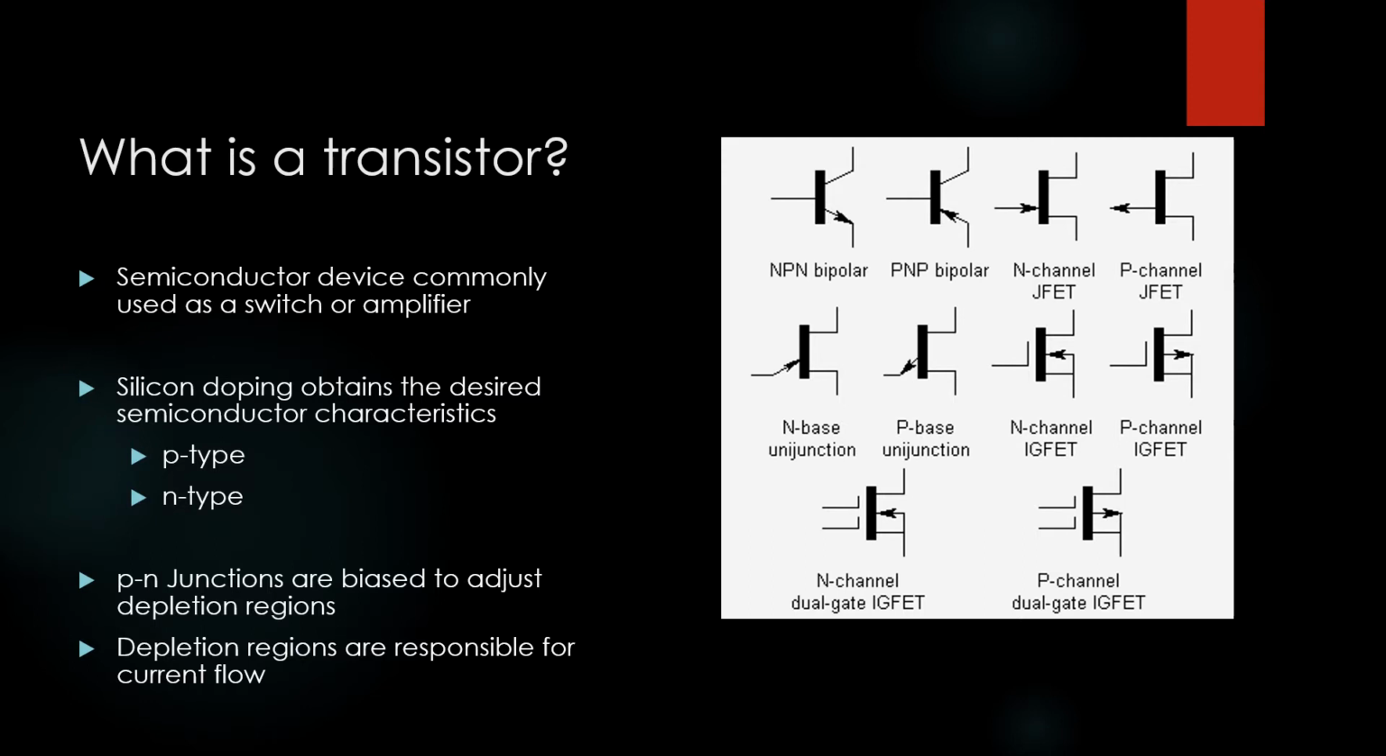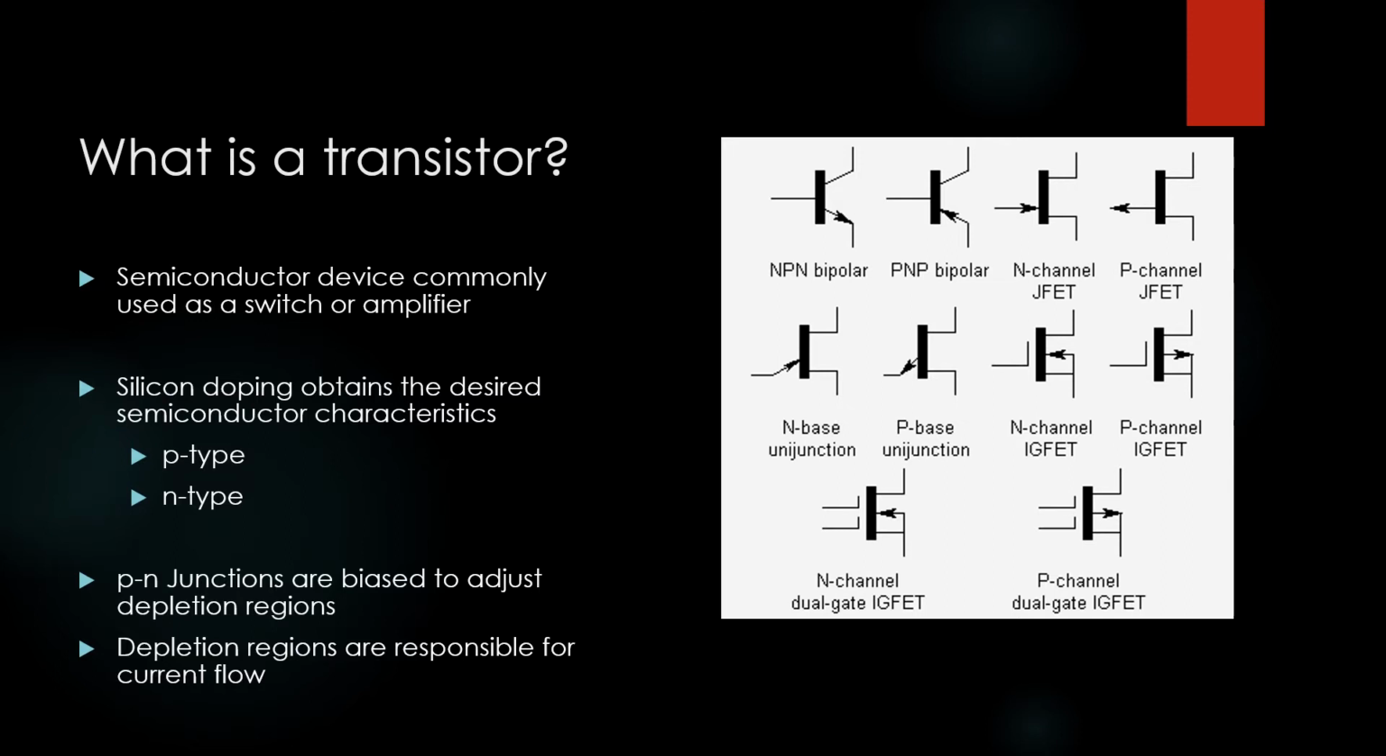Adding impurities to the silicon is referred to as doping. Silicon can be doped as p-type or n-type. P-type is silicon with an excess of free holes or absence of electrons. N-type is silicon with an excess of free electrons.